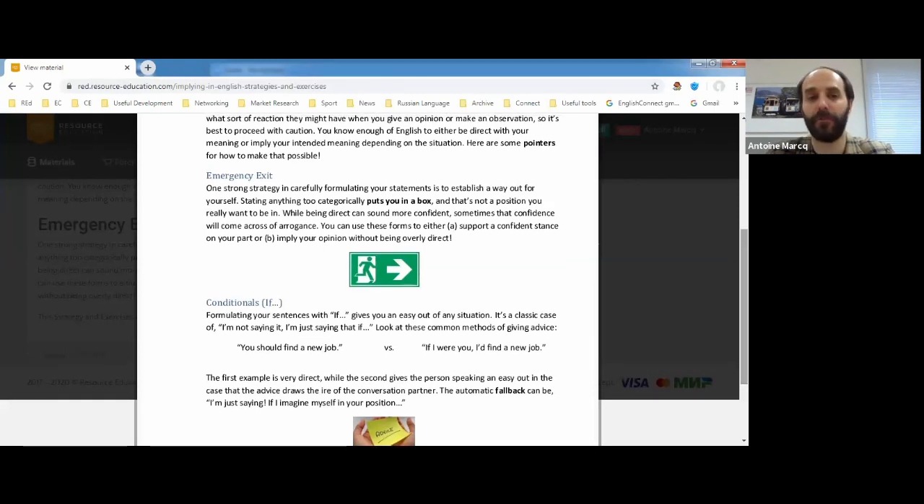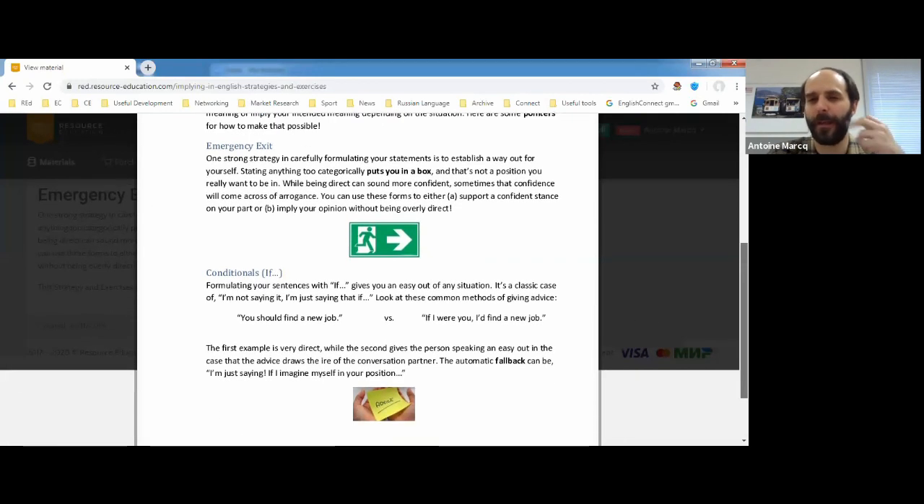And you have different strategies. So the whole idea is to give you an emergency exit, to make sure that you don't offend people. Implying in English gives you this emergency exit. And there are different ways. You can use conditionals, for example. Instead of saying you should find a new job, if I were you, I'd find a new job, you know.